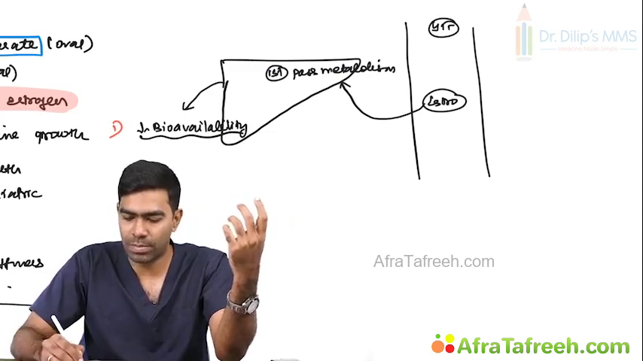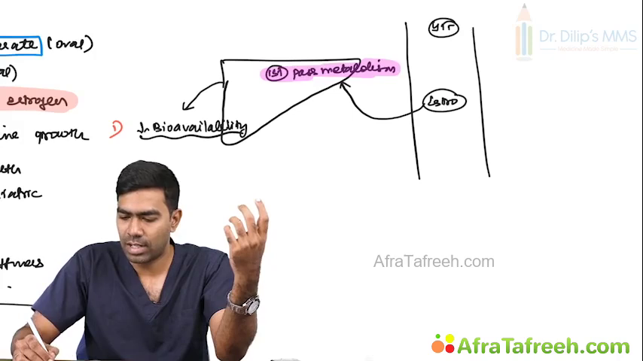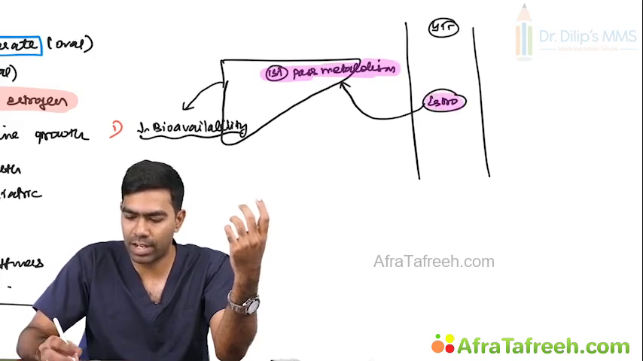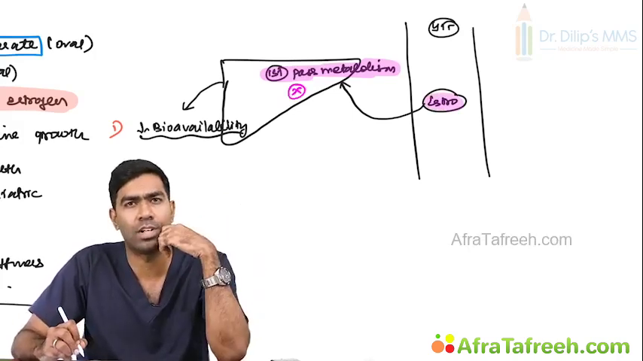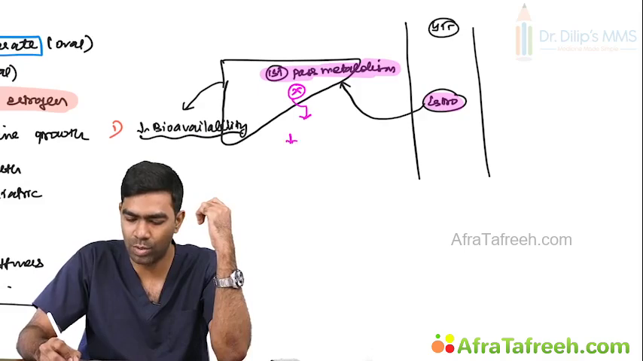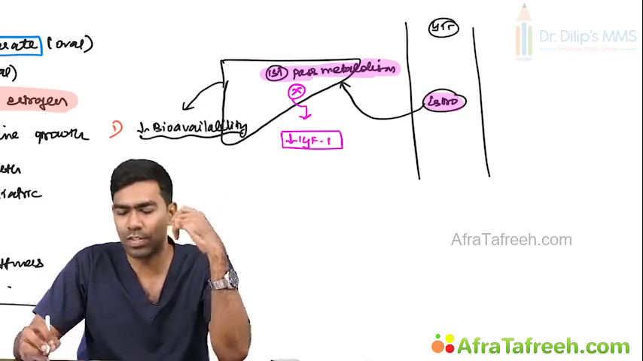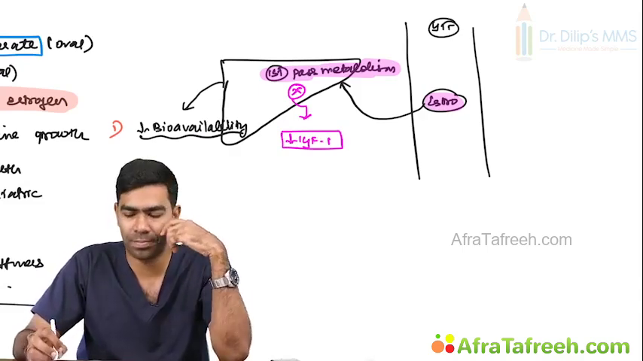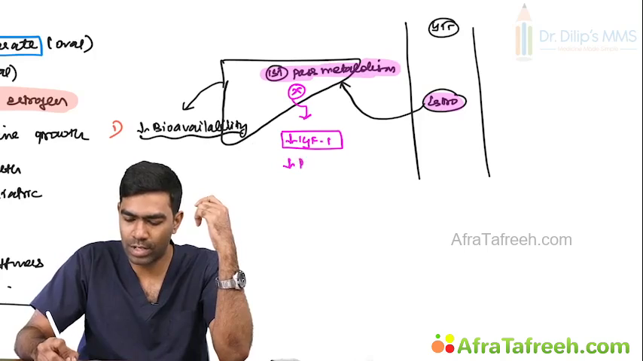And during the first-pass metabolism, this estrogen can interact with a variety of substances in the liver. A lot of substances in the liver. What are the substances? For example, it can reduce the IGF-1 levels. Estrogen is known to reduce IGF-1, which means it can adversely affect growth, and it can reduce protein C.